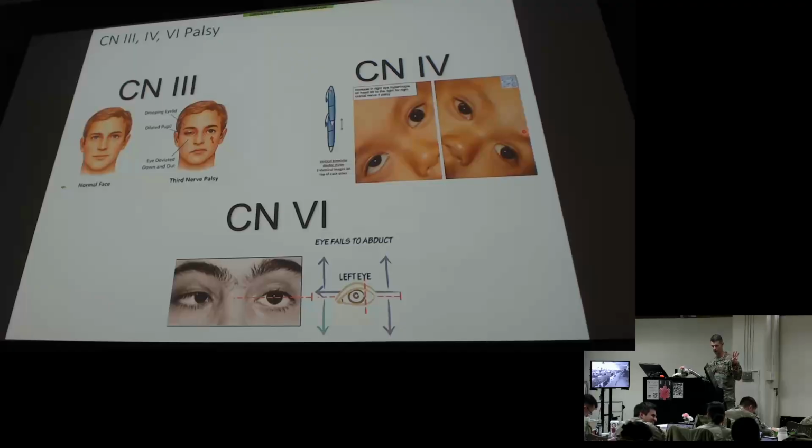All right, so cranial nerve 3, down and out. Cranial nerve 6, can't abduct out.